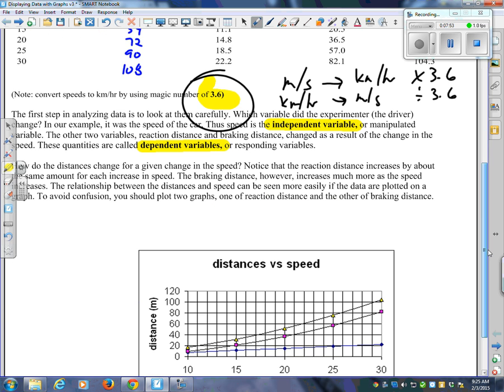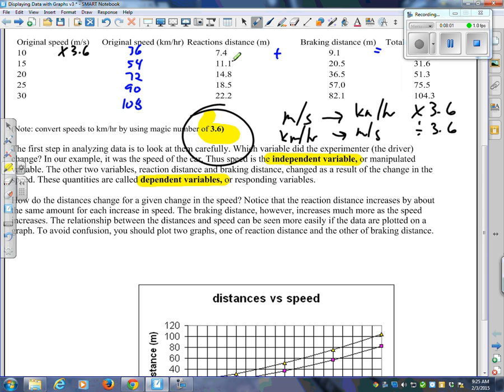How do the distances change for a given change in the speed? Notice that the reaction distance increases by about the same amount for each increase in speed. Look at these numbers here. Should these numbers go up by the same amount? They sort of do, right? Like 7.5 to 11 is about 3.5 or so. They're going up by about 3.5. They should. How come? These are going up by 5 every time. What type of relationship is this? Is it going to be a straight line relationship or is it going to be a curvy relationship?